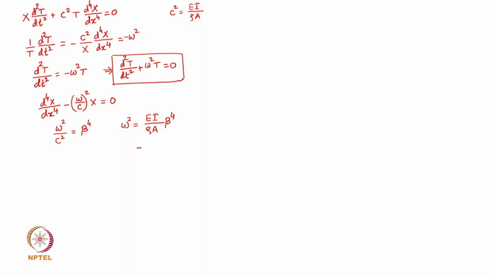And that basically gives us the expression for omega as beta square root of EI upon rho A. Now beta is a constant value here. Now this is easily solved. So T as a function of time would obviously be, I can write this as c1 cos omega t plus c2 sin omega t, as a standard solution for the differential equation. And so that's the time function.